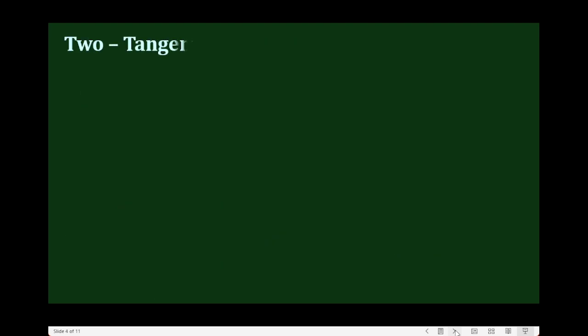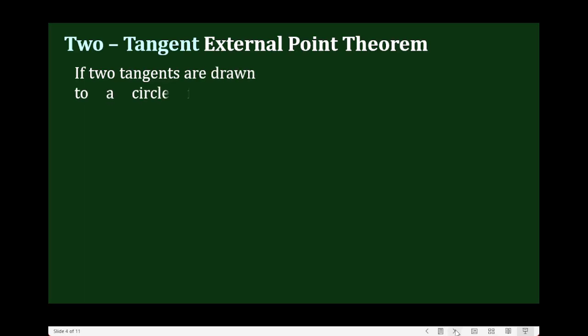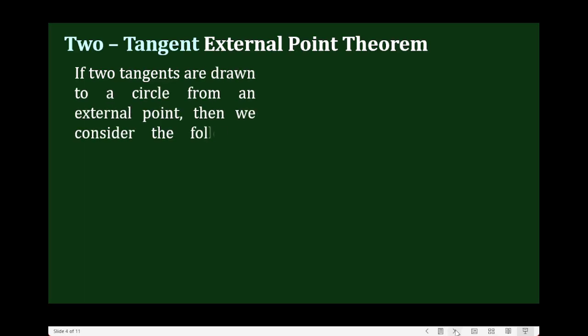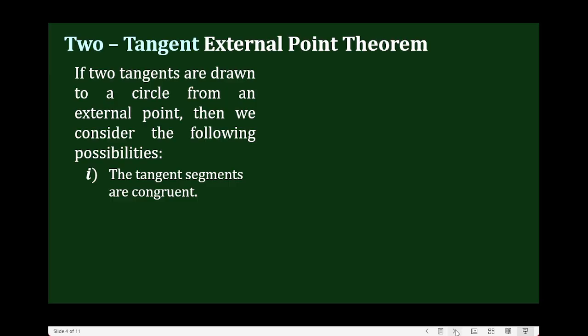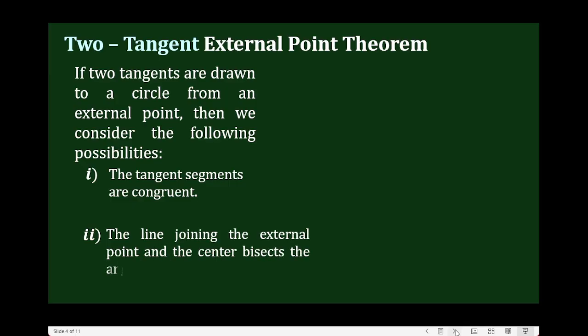Next theorem, we have the two tangent external point theorem, which states that if two tangents are drawn to a circle from an external point, then we consider the following possibilities. The first one is that the tangent segments are congruent, and the second possibility is that the line joining the external point and the center bisects the angle formed by the two tangents.